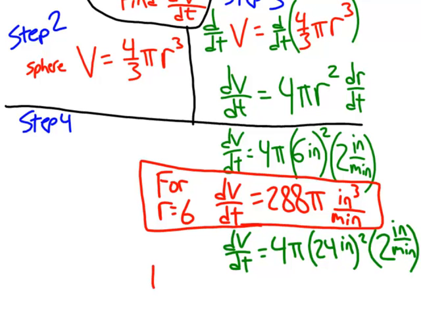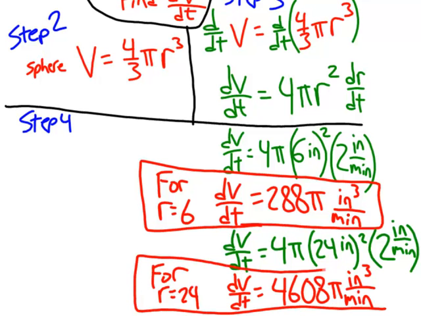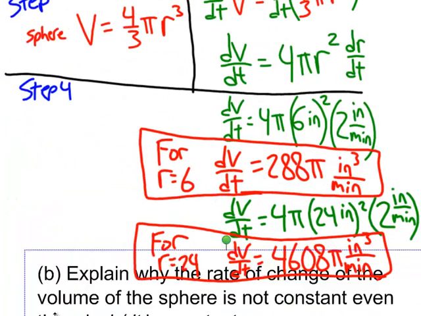And I'll get, for r equals 24, dv over dt is going to equal 4608 pi. We see the volume is increasing much faster at that larger radius than it was at the smaller radius. Okay, that was related rates. The one last thing we have to do is part B, and that'll be fairly quick.